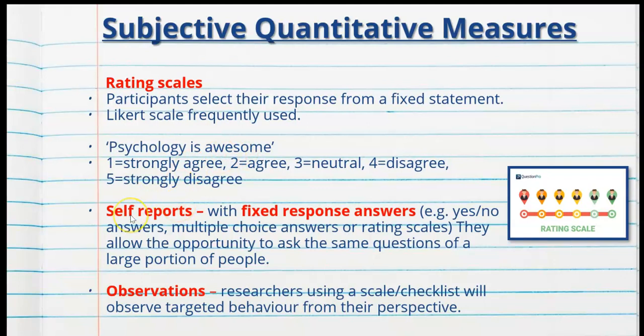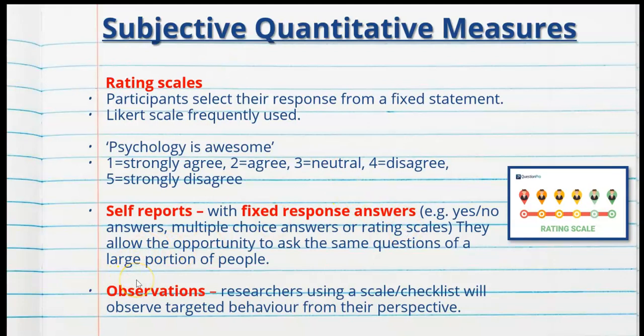Other examples that are very similar are self-reports, okay, with fixed response answers, so yes or no questions, multiple choice answers, rating scales. They allow the opportunity to ask the same questions of a large portion of people, but obviously the results are going to be influenced by their subjective opinion. So obviously we can count how many yeses we've got, how many no's we've got, how many A, B, C, or D answers we've got, but it's obviously going to vary depending on the subjectivity of that individual or individuals.